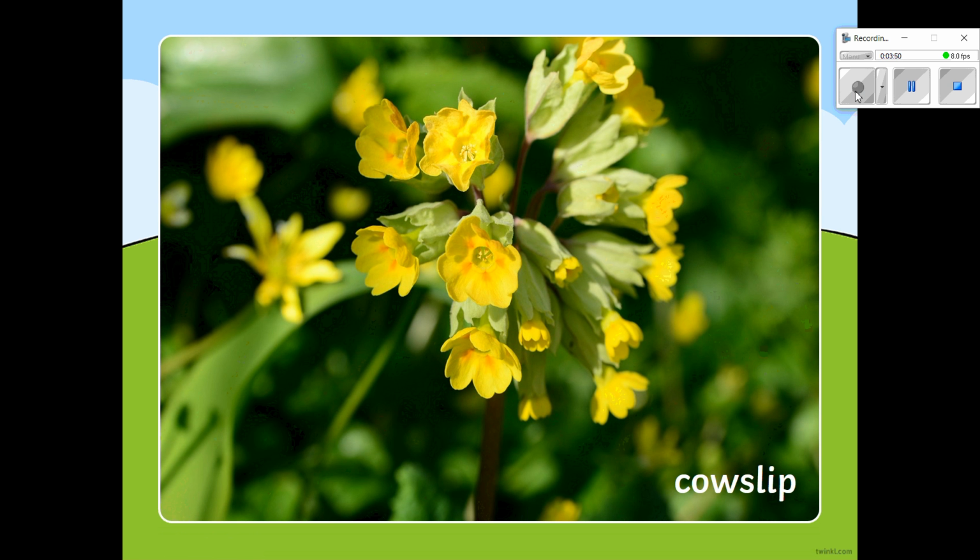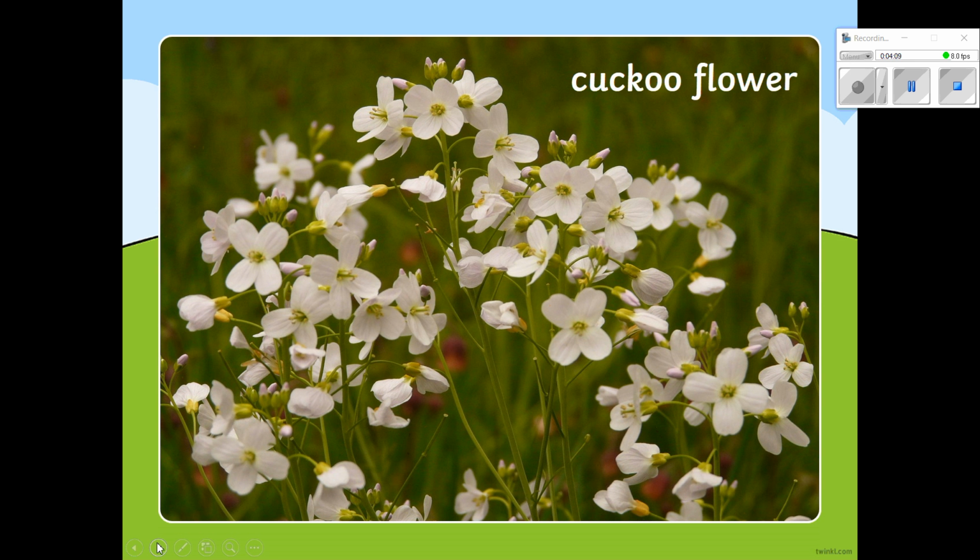Welcome back, well done. You might say that this flower has got beautiful yellow petals, hasn't it? And if you look at this one that hasn't opened yet, it looks like it's been protected by some green petals on the outside and yellow petals on the inside. Let's see what the next flower is.